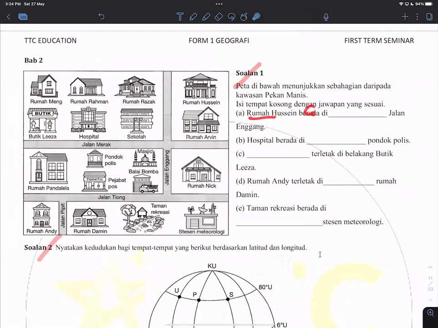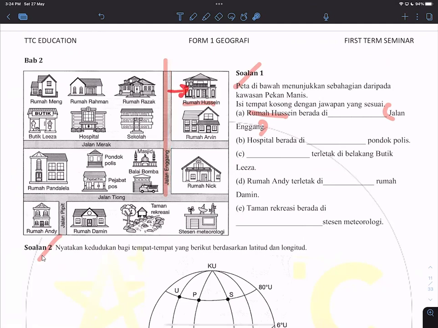Rumah Husin berada di Jalan Enggang. So where is rumah Husin? I highlight for you guys. Rumah Husin is here. So where is Jalan Enggang? Jalan Enggang will be the titik rujukan. So from Jalan Enggang, rumah Husin, what is the kedudukan relative, which means hadapan, belakang, kiri or kanan?